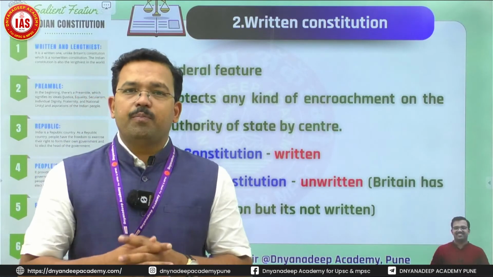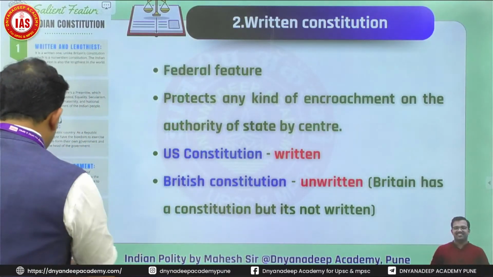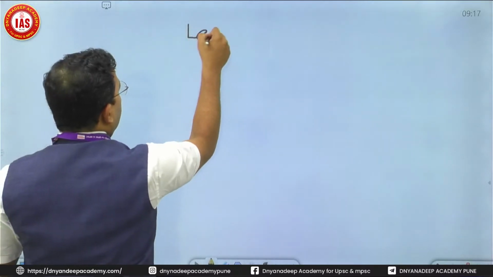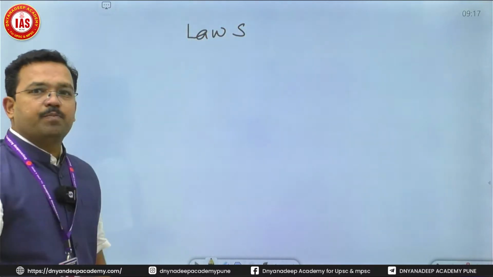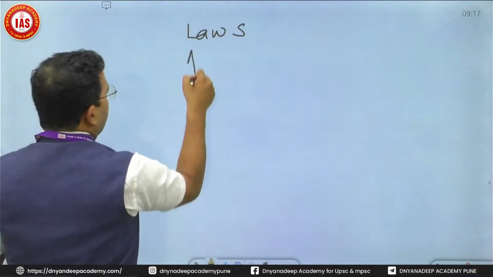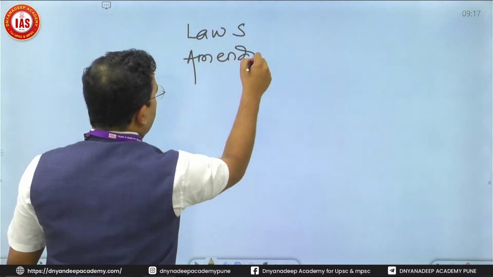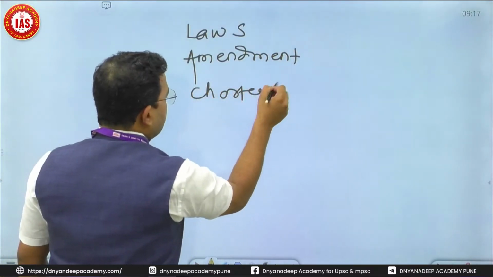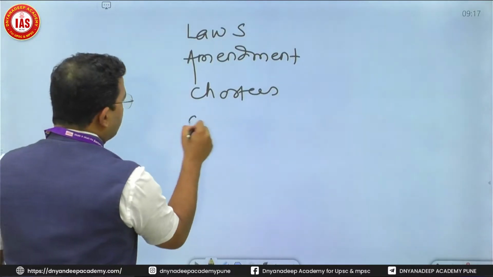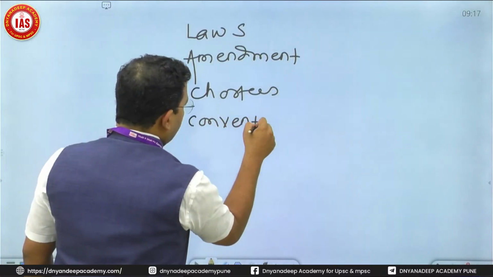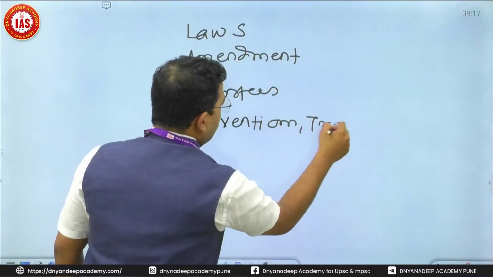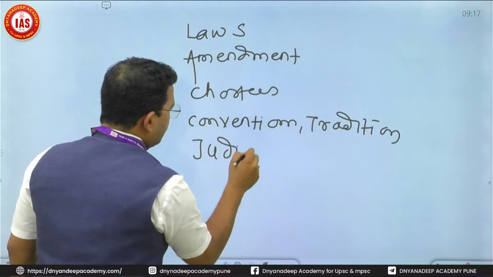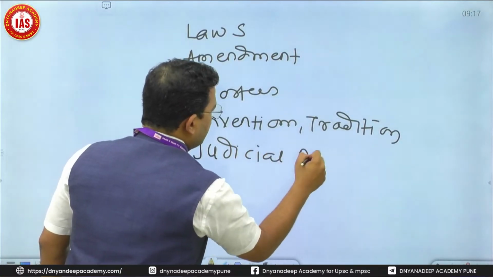Then what are the parts of the British constitution? Here is one important thing you must remember. Basically, all laws made by the British Parliament are part of the constitution. All amendments passed by the British Parliament, various charters accepted by the British Parliament, various conventions and traditions accepted by the British Parliament, and various judicial decisions accepted by the British Parliament.